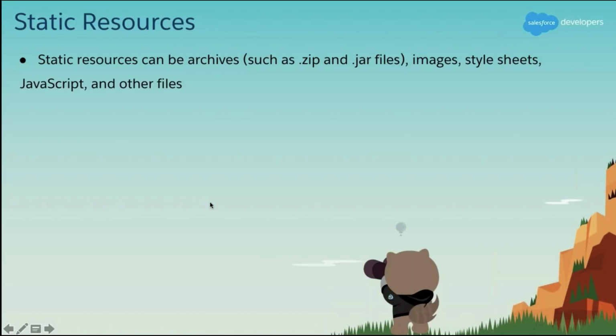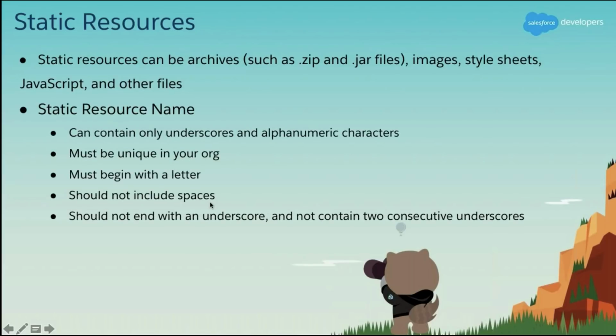And again, as I said, this is the CSP norm. Whenever you are creating a static resource, make sure that you follow the static resource naming conventions. The name can contain underscores and alphanumeric characters, and the names you assign should be unique throughout your org. All the names need to start with a letter, and they should not include spaces. If you want to use multiple words, you can use an underscore to separate the words, but you cannot use two consecutive underscores.